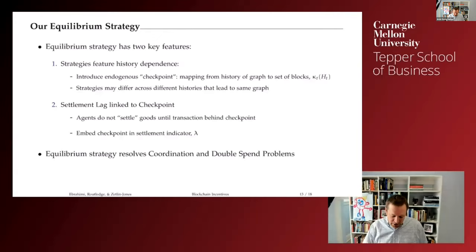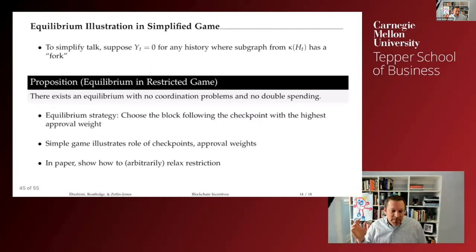The theorem in the paper is there's an equilibrium with these properties that delivers coordination, no coordination problems and no double spending. It is an equilibrium. It's an equilibrium for essentially any distribution of transactions of big Y and for any distribution of mining power P. So we're not subject to the critique that all miners should be small. You can't have a miner with 51% power. That's not problematic in this environment.